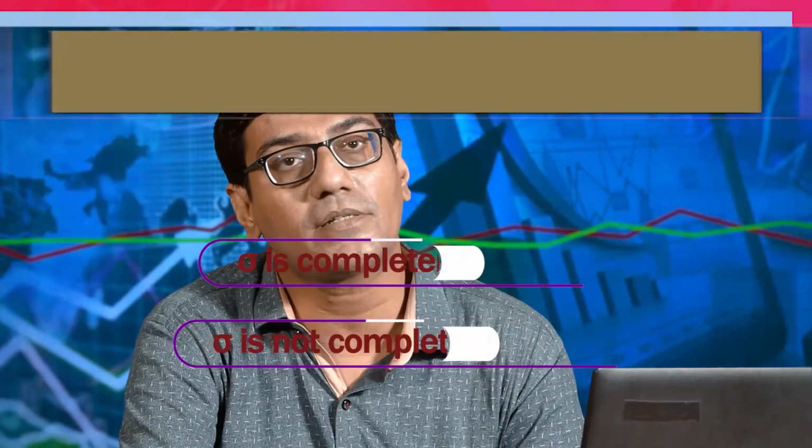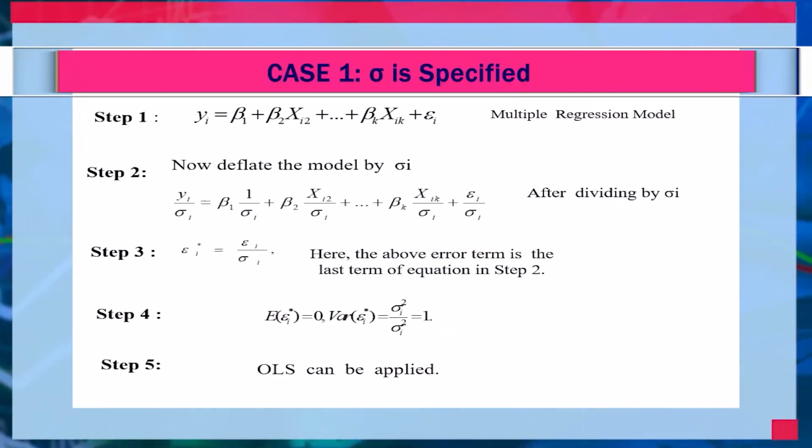So the diagnostics of the post-estimation results means that, accepting the presence of the problem, what kind of remedial measures we can suggest, or what kind of proper diagnosis can be done when sigma is specified or sigma is unspecified. So we invite two cases. Case 1, when the sigma is specified. In this particular slide, we refer to a number of steps.